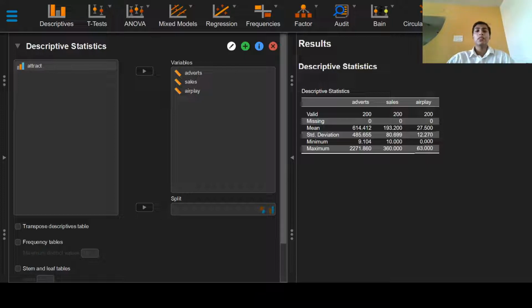While watching my playlist on descriptive statistics, you might have noticed options for kurtosis and skewness. So what are these two terms?